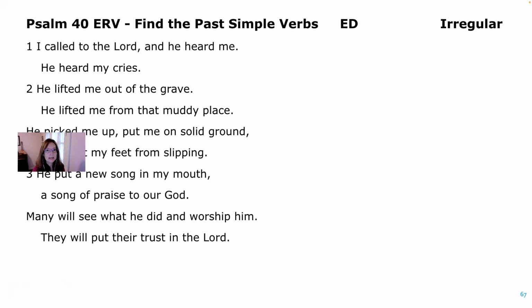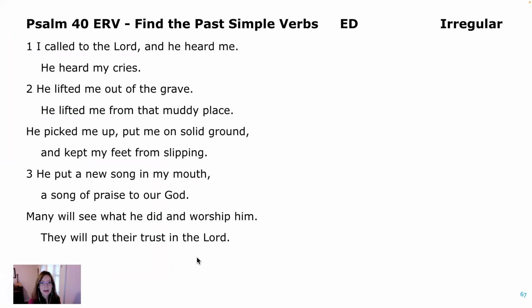So one way we can introduce these past tense verbs is through our Bible readings. Much of the Bible is written in the past tense because it's relating stories and events that happened in the past. So there's no shortage of past tense verbs that you can find.